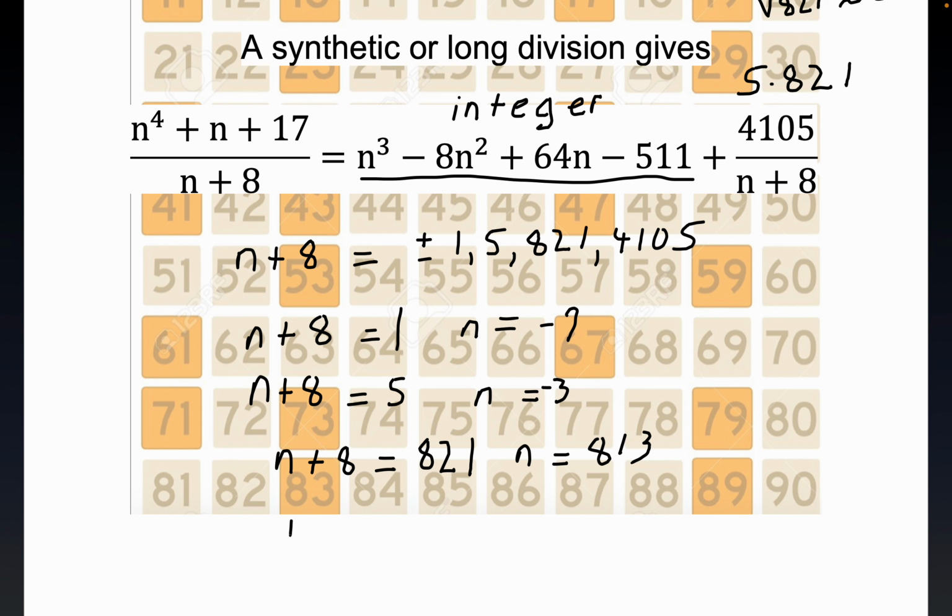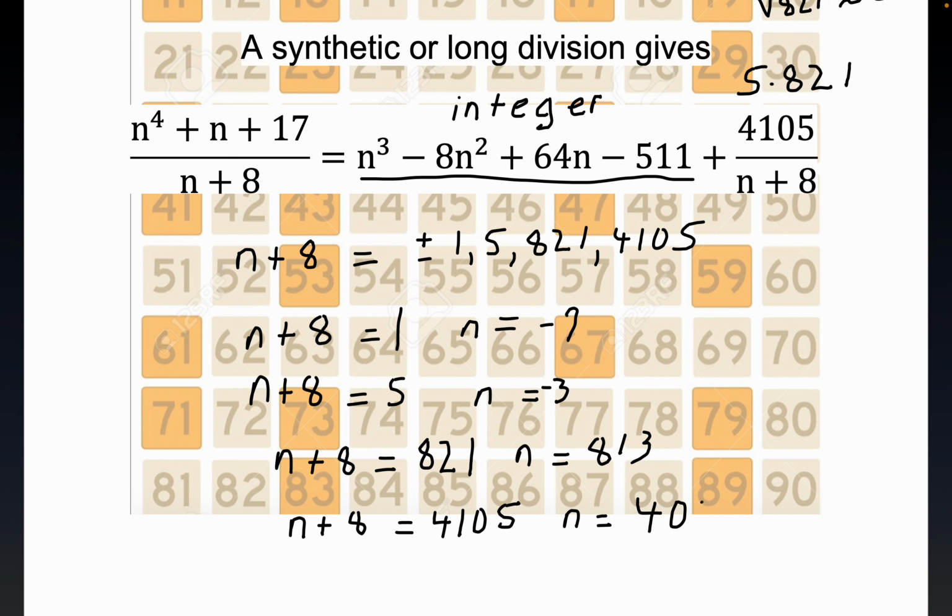Now the last one we have to check, and you guys can see the writing on the wall, n+8 equals 4105 itself, which a number is always a divisor of itself, right? So you have 4105, and it's clearly a larger number than 813, right? N's going to be equal to what? Would that be 4097, folks? 4097?